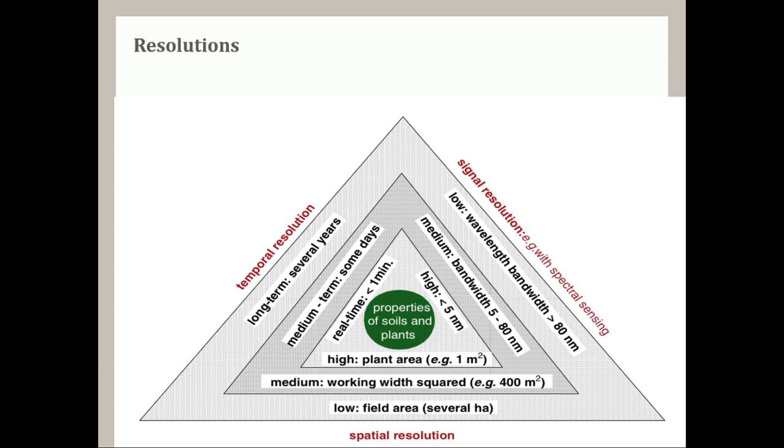In the case of temporal resolution, long term, several years, is the low resolution. Medium term is some days, and in real time, we are capturing less than 1 minute of information. In the case of signal resolution, low is a wavelength band greater than 80 nanometer. Medium bandwidth is 5 to 80 nanometer, and in the case of high signal resolution, the bandwidth is less than 5 nanometer.